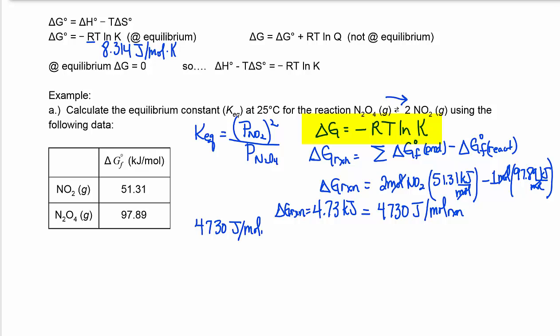So I've got 4,730 joules per mole reaction is going to equal a negative R, that's a negative 8.314 joules per mole times Kelvin, times my temperature. It says it's 25 degrees C. This needs to be in Kelvin, so I'm going to change that to 298 Kelvin. I just add 273 to this, times the natural log of K.